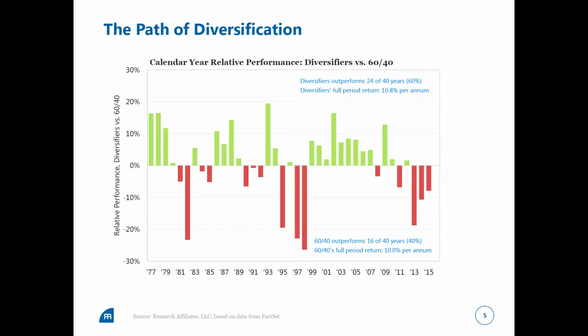The first observation here is this is what diversification should look like. If you get big deviations, it means you have asset classes that are performing very differently over shorter time periods. The second observation is that over the very long period, and this is over the last 40 years, these diversifiers have given us about a 10.8% per year return. That contrasts with 60-40 at about 10%. So all else equal, over the past 40 years, diversifiers have given us a slightly higher return.